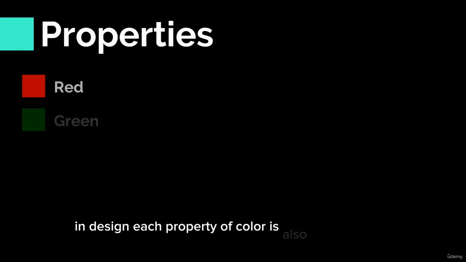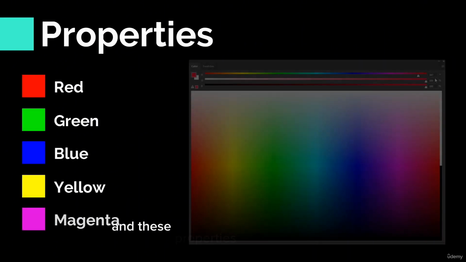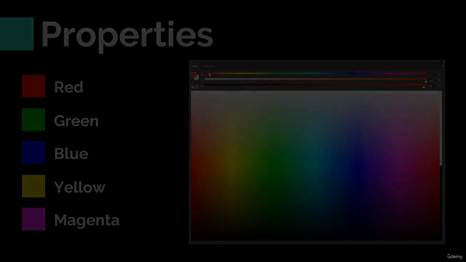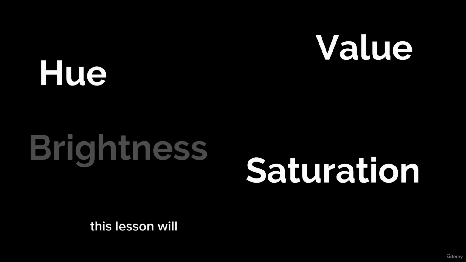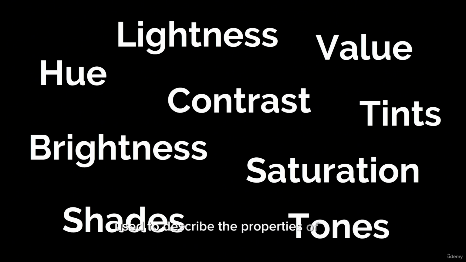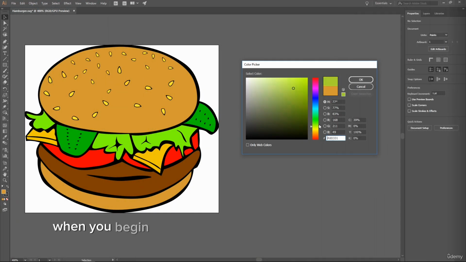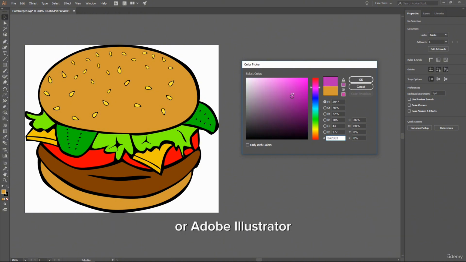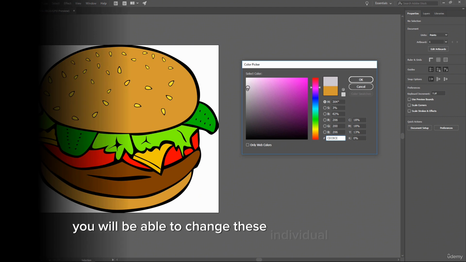In design, each property of color is also given a name, and these properties become adjustable on an individual basis. By doing so, you have complete control over every color that we can visibly see. This lesson will go over all of the common terms used to describe the properties of color. When you begin working in programs like Adobe Photoshop or Adobe Illustrator, you will be able to change these individual properties.